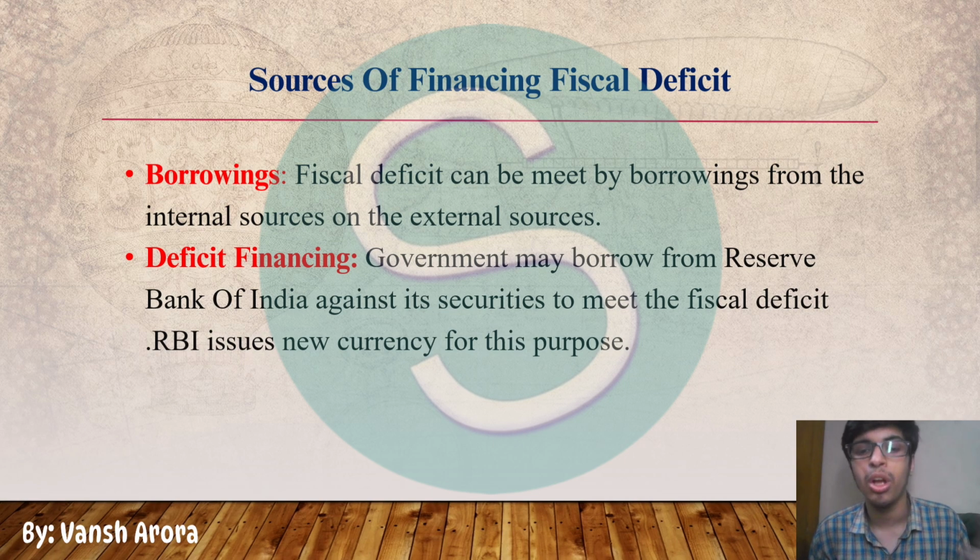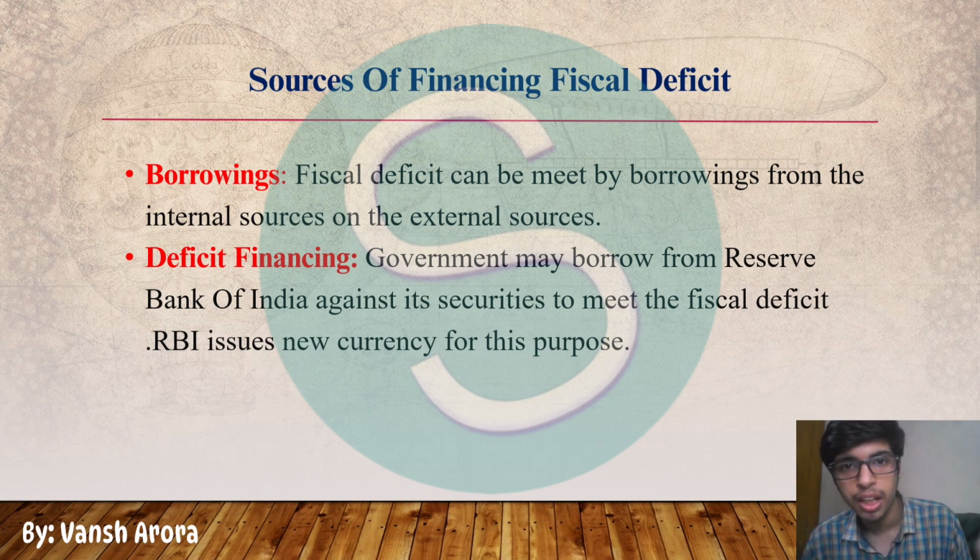Deficit financing. What does this mean? It means that the government may borrow from RBI against its securities to meet the fiscal deficit. RBI issues new currency for this purpose. अब क्या करना होगा हमको कि हमारा जो गवर्नमेंट है, if they want to raise money from the RBI, so they are just giving its securities to the RBI in the form of collateral, and they are raising money from the RBI to meet its fiscal deficit. And in that case, RBI is issuing new currency for this purpose.